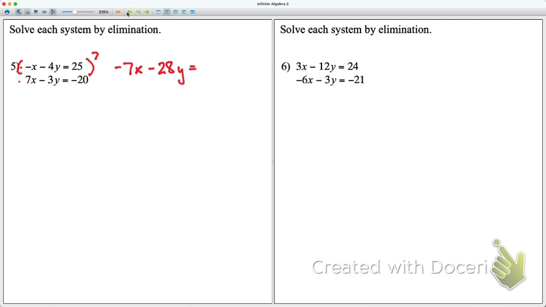equals 175? I thought you said 475. No. And then 7x minus 3y. I just think quarters. I just think money. If I had 7 quarters, wouldn't I have $1.75?